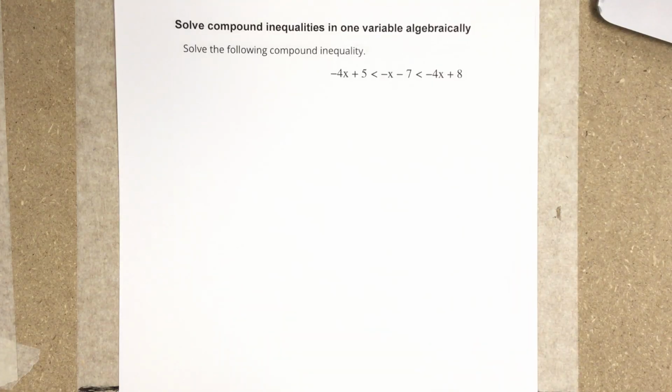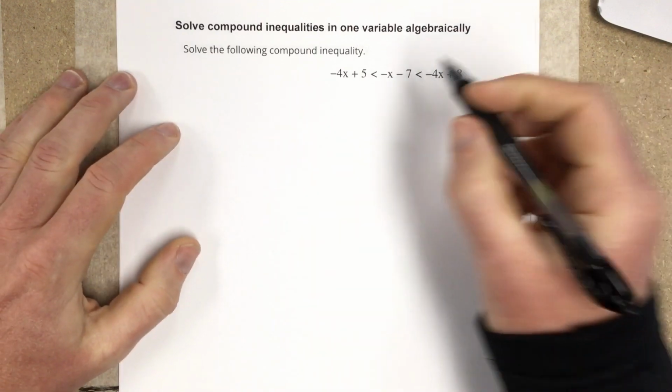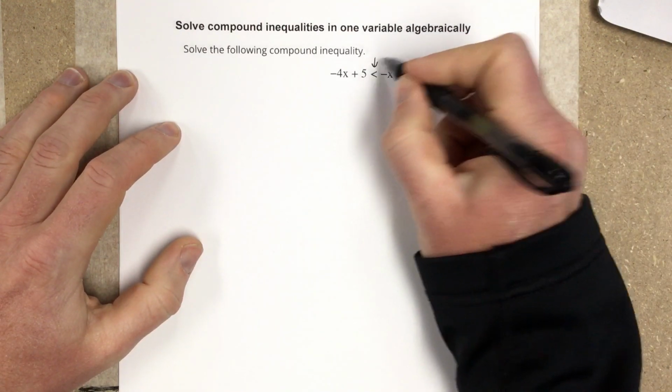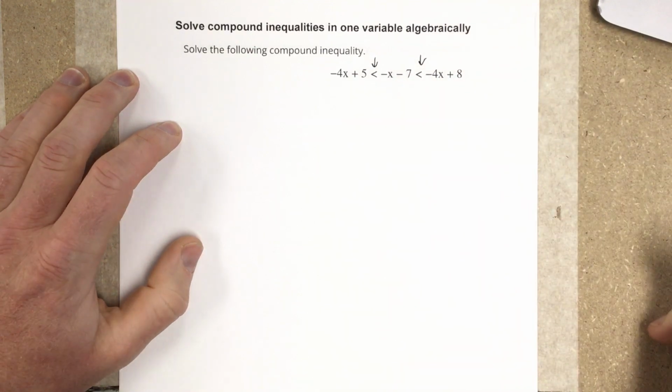In this video, we're going to solve compound inequalities in one variable algebraically. It says solve the following compound inequality. And you can see that we have a compound inequality because we have more than one inequality sign in this problem.